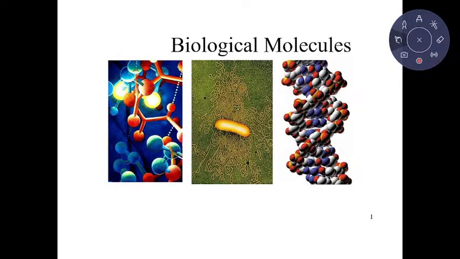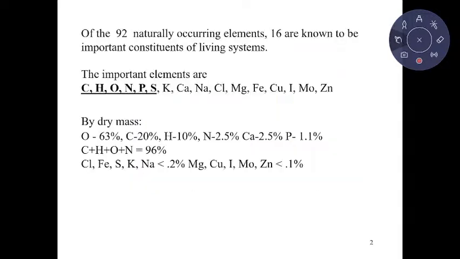In the previous part we discussed the introduction of biomolecules, like what the composition is and what elements are present in the living cell. We also saw that in the earth crust and in the human body or living tissue there are similar elements, right? Carbon, hydrogen, oxygen, nitrogen, phosphorus, sulfur, potassium, calcium, sodium, these all we have seen.